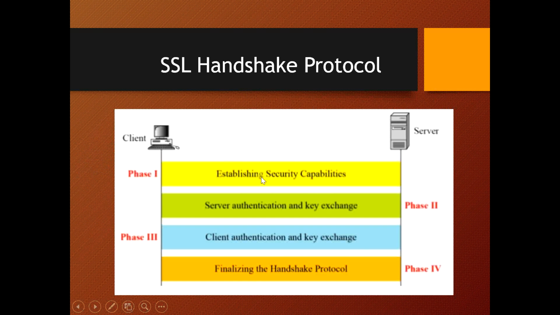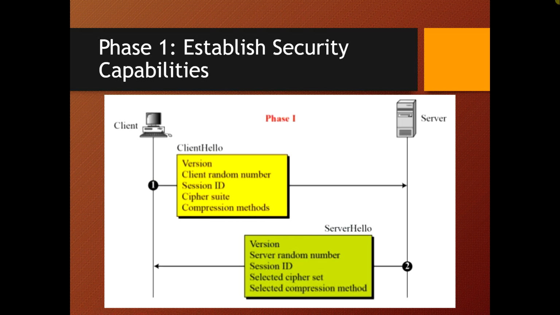As I mentioned earlier, I just briefly told you what we are going to do in each phase. In technical terms, in phase 1 we will be establishing security capabilities. In phase 2, the server will perform authentication and key exchange. In phase 3, the client authentication and key exchange will occur. And in phase 4, it will be finalizing the handshake protocol. We have to look into each of these phases in much more detail.